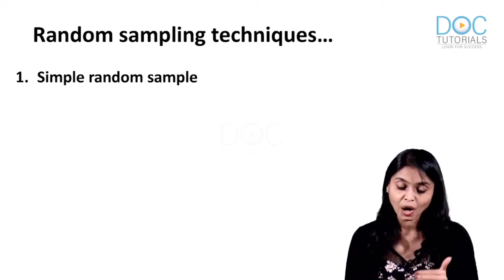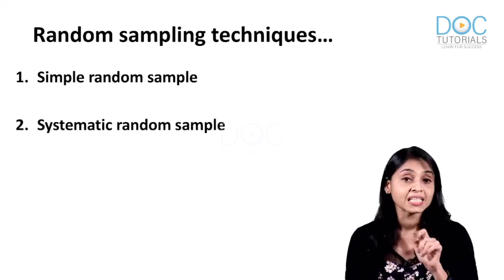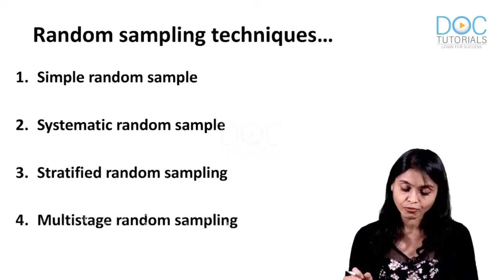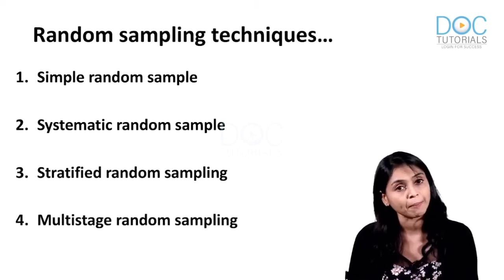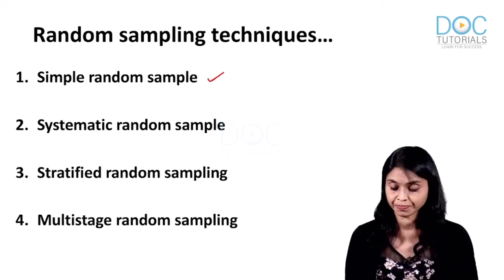The list of random sampling techniques. Four. First one, simple random. Second is systematic random sample. Third is stratified random sampling. And the fourth is multi-stage random sampling. Now let's see the MCQs from within each of these.